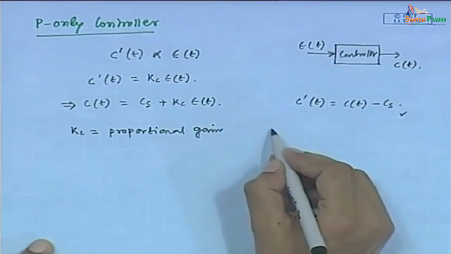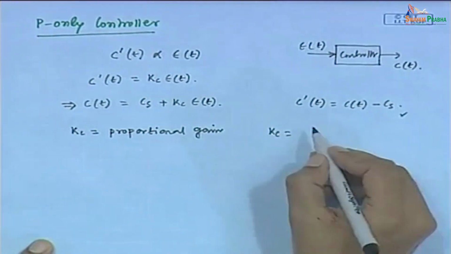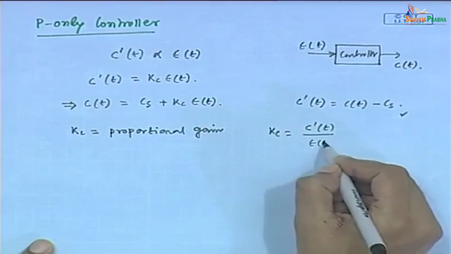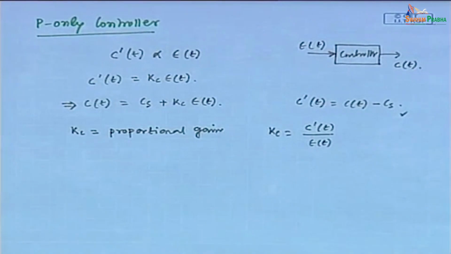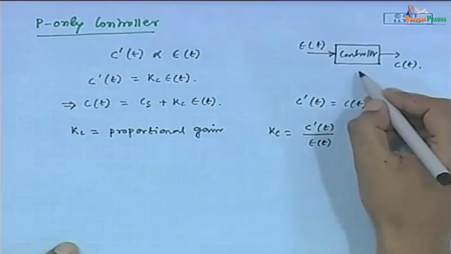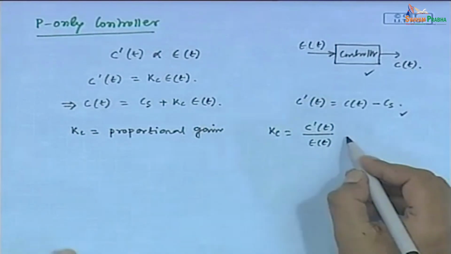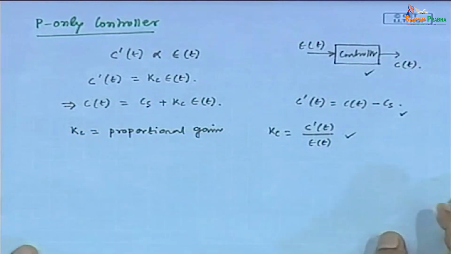It is very obvious, you see, Kc we can write as C prime t divided by epsilon t. Kc is equal to C prime t divided by epsilon t. You just see this block, Ct is the output, epsilon t is the input. I have mentioned earlier that gain is the change in output per unit change in input. It is obvious from this correlation. So, we can say Kc is the proportional gain.